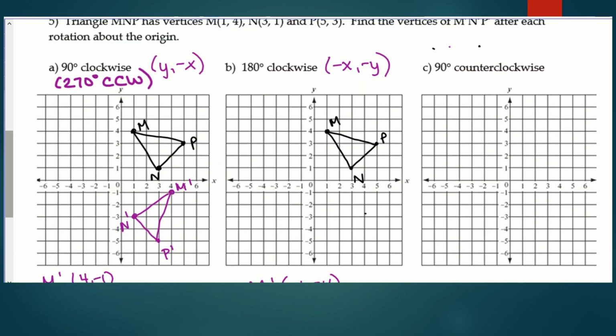Again, you are absolutely welcome to rotate your paper. Please don't feel like you have to memorize the rules. It's helpful to memorize the rules, but if you feel more comfortable rotating your paper, you can do that too. (Negative 5, negative 3) is P prime. Okay. Last but not least, let's rotate 90 degrees counterclockwise.